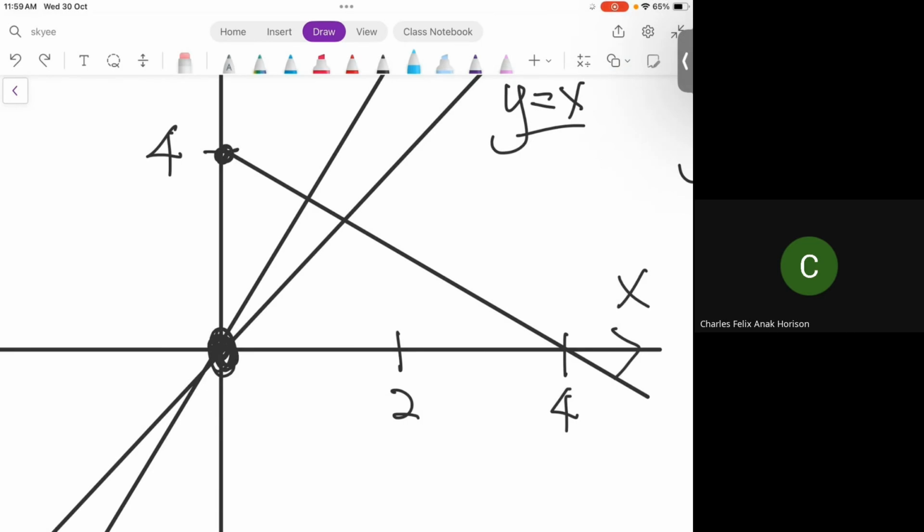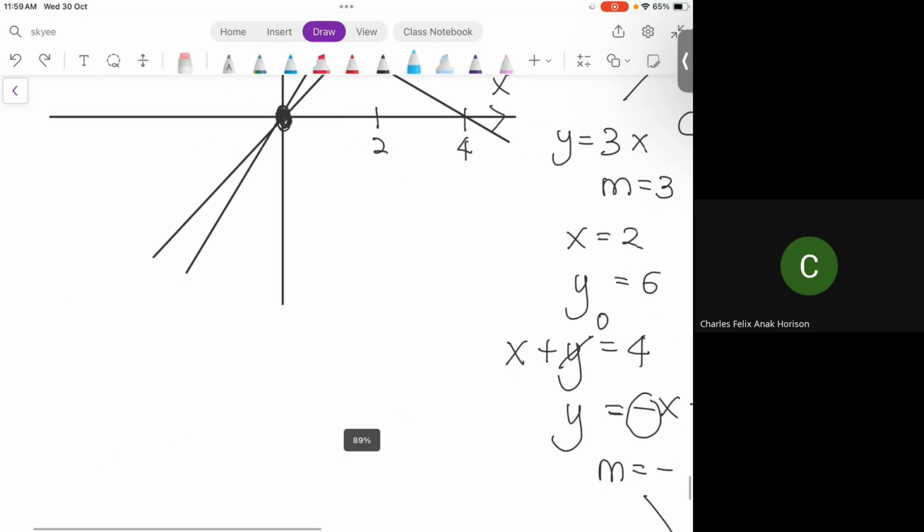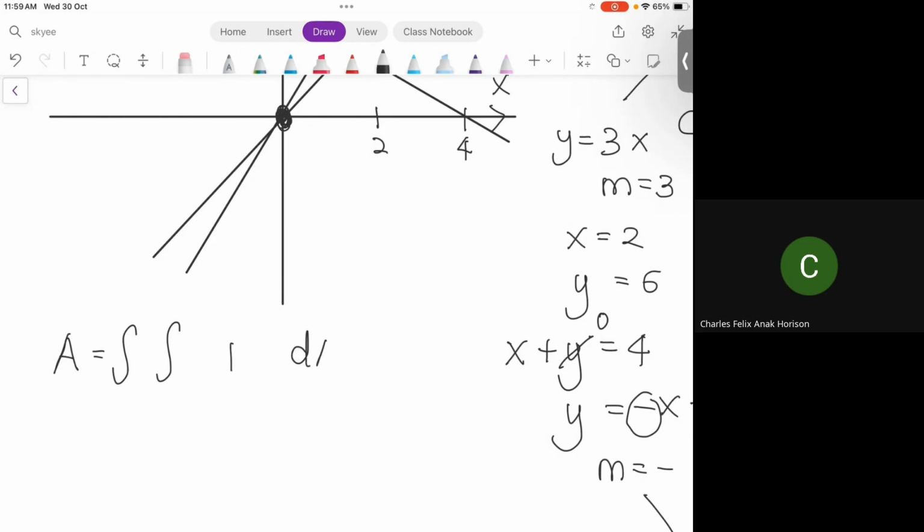Now you need to find out what is the area of this region. So what is the equation to find the area? The area is equals to double integral 1 dA. So this is a fixed equation. So your job now is to define what will be the interval. You have to define it using horizontal strip technique or vertical strip technique. You can pick one of them.